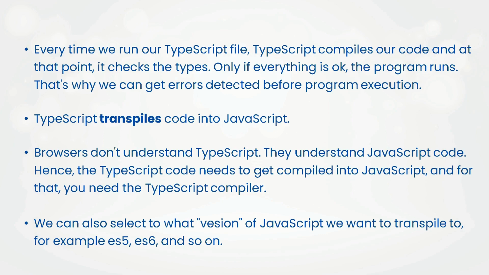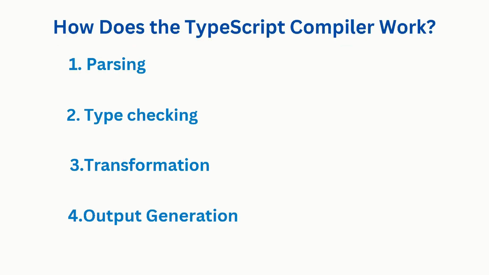So how does the compiler work? Let's move to this topic, how does the TypeScript compiler work? The first feature that it provides is parsing. The TypeScript compiler first parses the TypeScript code, understanding its syntax and structure. It reads through the input TypeScript files and builds an abstract syntax tree, which represents the code structure.